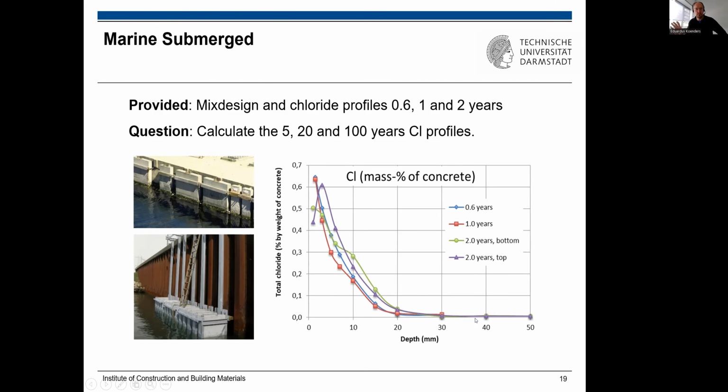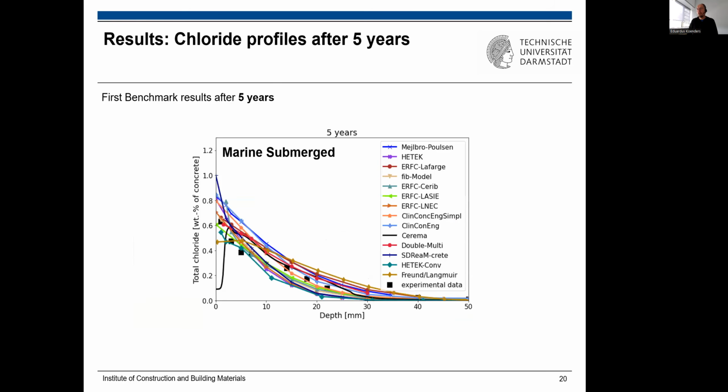So we give this data to all these modelers active in the TC, and then we also provide the mixed design information, everything you need, temperature, to do these calculations, right? To do these simulations. And then we ask them to calculate the 5, 20, and 100 year chloride ingress profiles. We did some cycles. We needed some iterations in the beginning, but finally we asked this of the modelers. So then we can show you some results, what we got back.